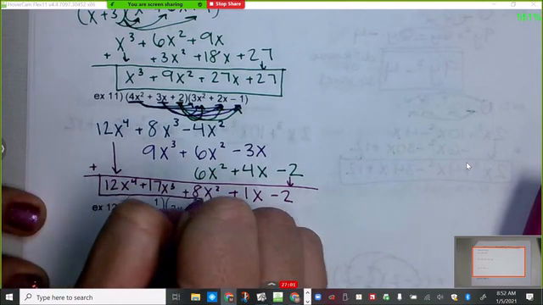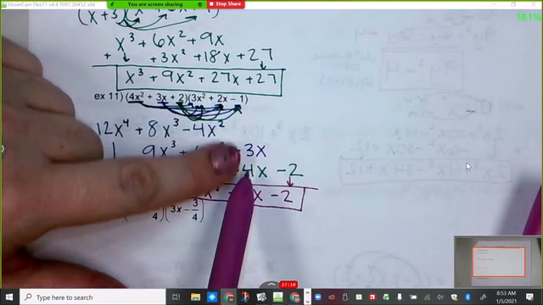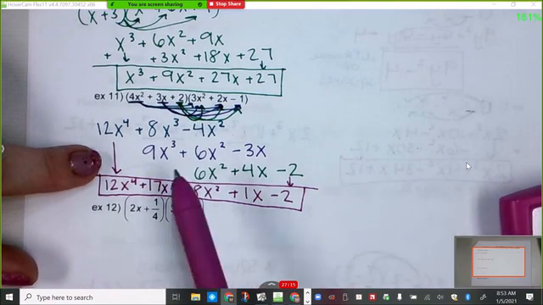Here's our huge polynomial answer. Do you understand now why I think lining them up makes life easier? Because that would have been a big, long thing, with ugly terms. It would have been gross, okay?